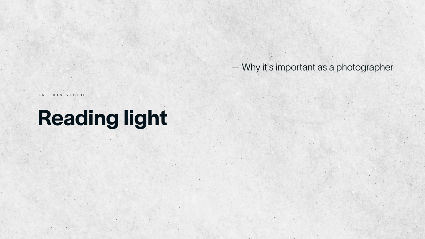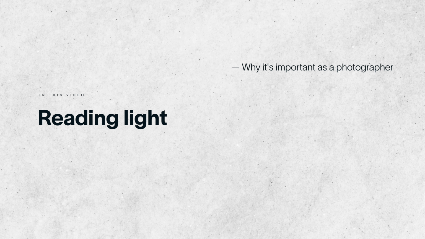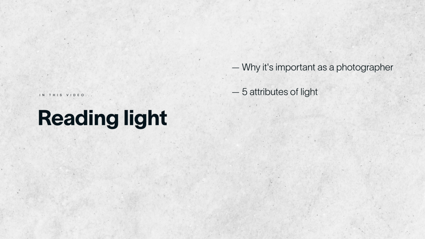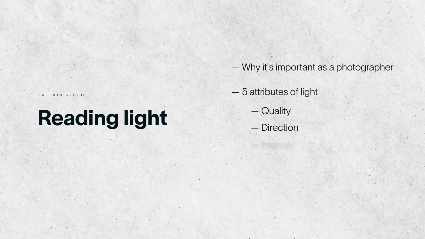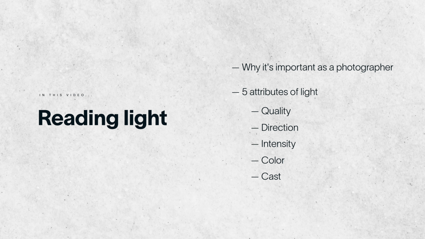because of it. Now in this video, first we'll talk about why it's important to be able to read light as a photographer. Then we'll go into 5 very distinct attributes about light and how to understand it. We'll talk about quality, direction, intensity, color, and finally, contrast.